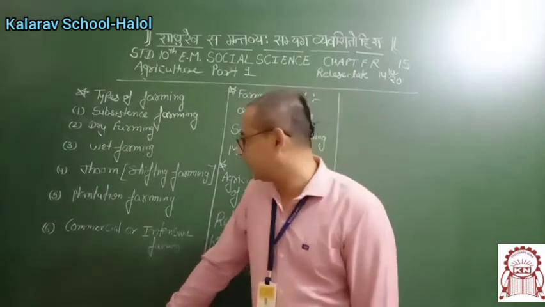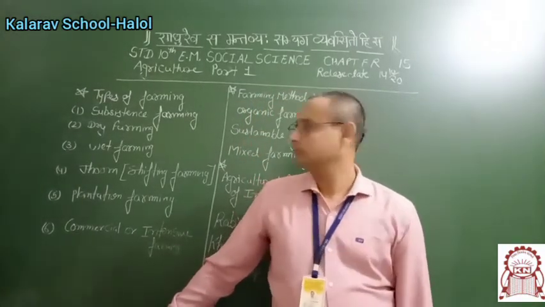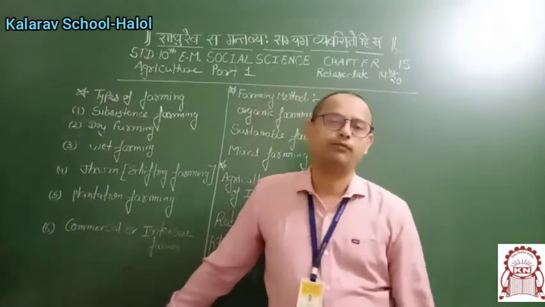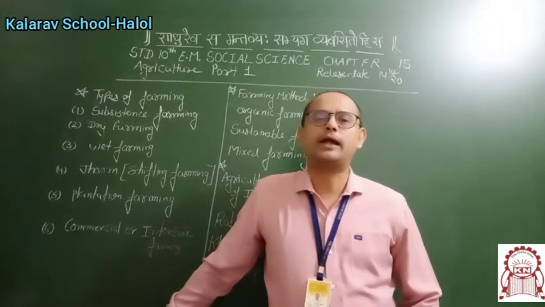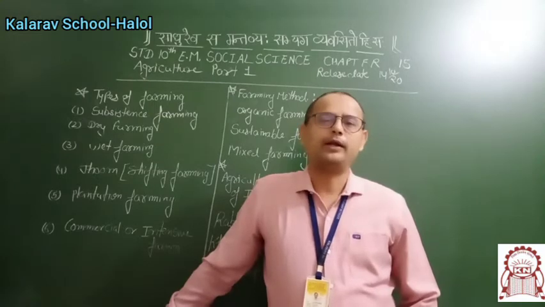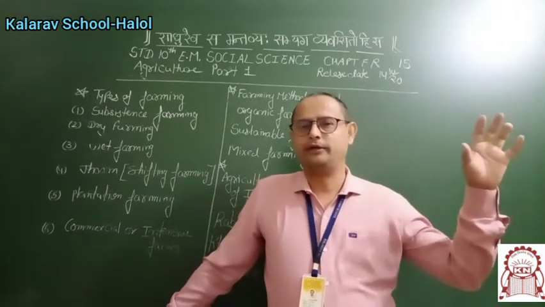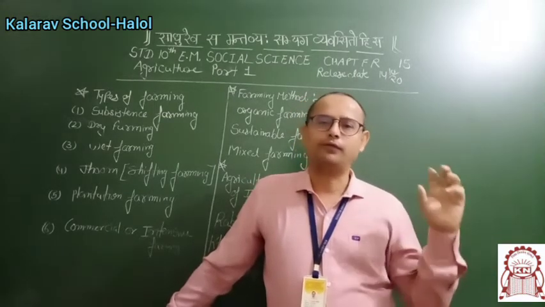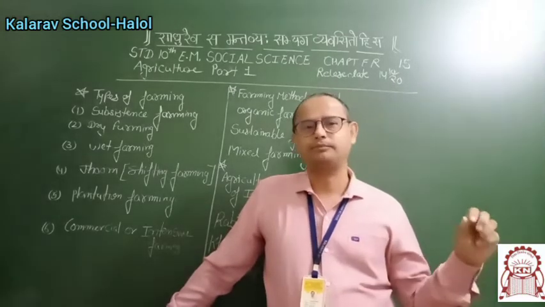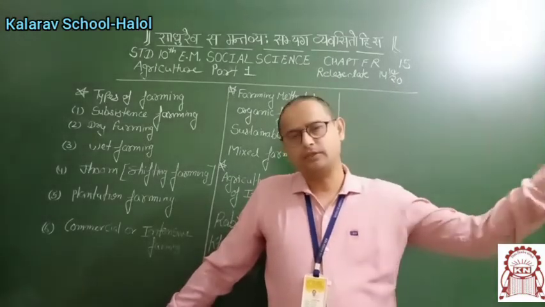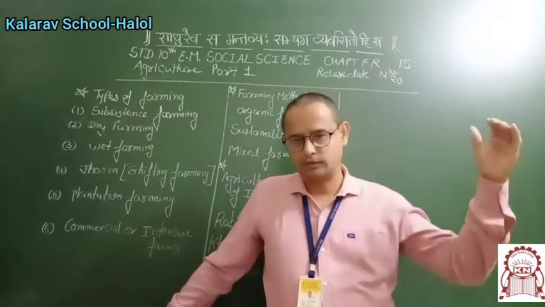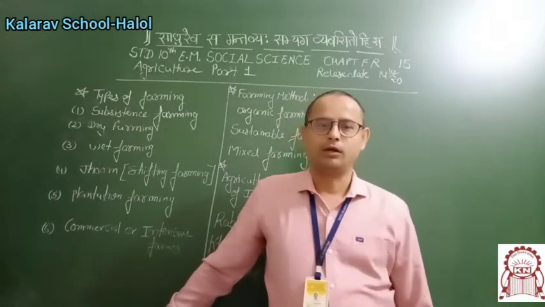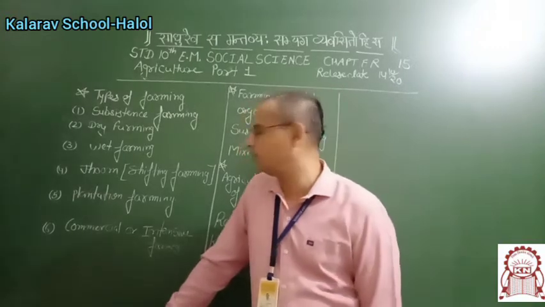Okay, next is your jhum or shifting farming. Basically, this type of farming takes place in tribal areas. Tribal areas means the border of Rajasthan and Gujarat, Chhattisgarh, or the southern part of Jharkhand. You can see this type of farming there.